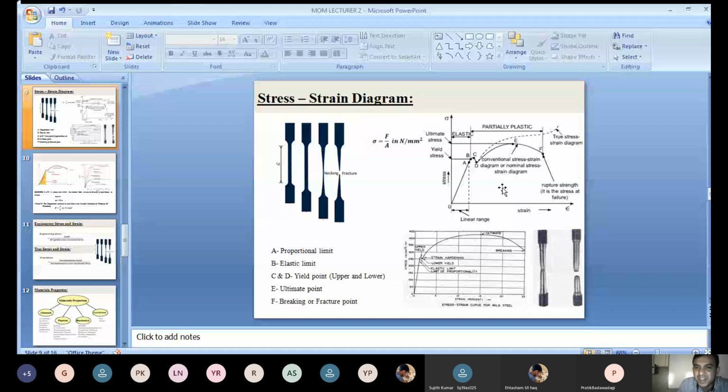Up to yield strength only we consider. If the stresses induced in the component are less than the yield strength, the design is safe. The material can withstand the load. Once it crosses the yield stress, the material will fail. Okay?